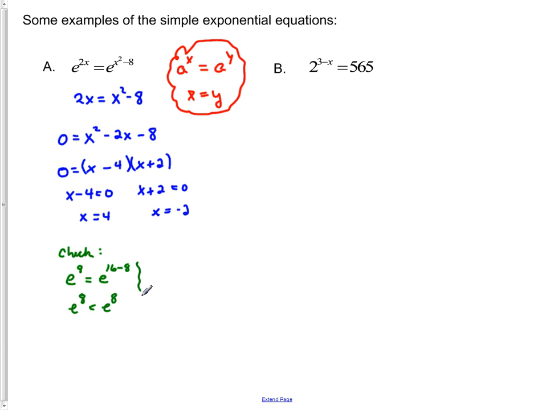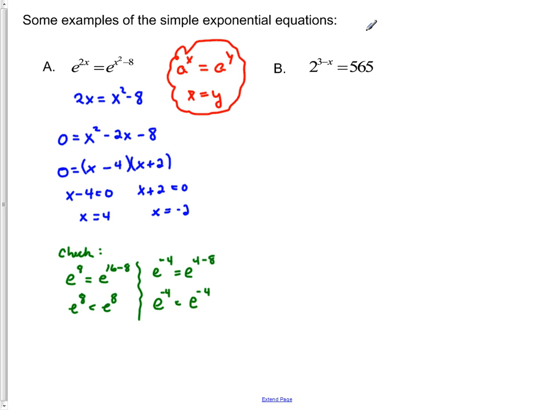Same deal if we tried it with x equals negative 2: e to the 2 times negative 2 is e to the negative 4, pardon me. And of course, on the other side of the equation, we're going to take e to the x squared, well, negative 2 squared is 4, minus 8. And sure enough, we see that e to the negative 4 is certainly equal to e to the 4 minus 8, because 4 minus 8 is also negative 4. So we've done pretty good. How about this next one right here?